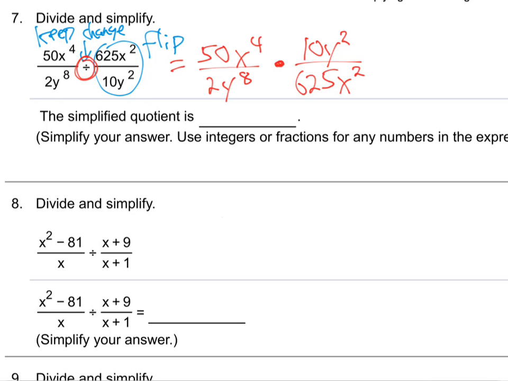Start canceling. So use your calculator. Those are some big numbers. Can you use your calculator to reduce those? You can go straight up and down or diagonal up and down, either way. Cancel out what you can there. Give me a second. Cancel everything out that you can.